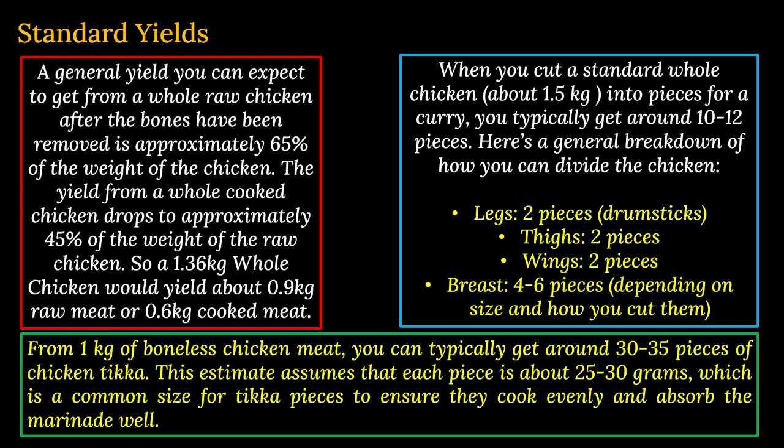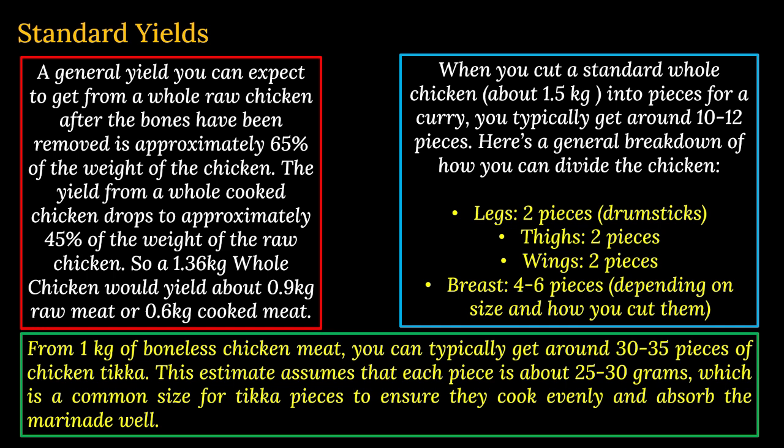Now, the gist of this particular slide is that if you get a raw chicken and you want to remove the bones and skin from it, you will get 65% yield. Yield, as I have mentioned, is the net amount obtained after every operation. Now, when the 65% chicken is cooked, there will be further reduction and the cooking yield will be 45% of the raw weight. One example is given: 1.3 kg is a whole chicken, we get 0.9 kg as raw meat and 0.6 kg as cooked meat.